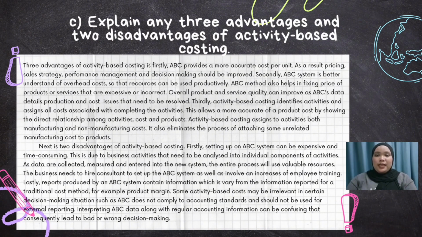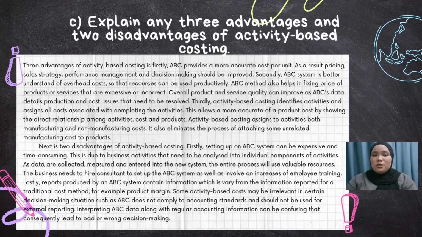Lastly, I would like to explain any 3 advantages and 2 disadvantages of activity-based costing. The 3 advantages of activity-based costing are, firstly, ABC provides a more accurate cost per unit. As a result, pricing, sales strategy, performance management, and decision making should be improved. Secondly, ABC system gives a better understanding of overhead costs so that resources can be used productively. ABC method also helps in fixing price of products or services that are excessive or incorrect. Overall product and service quality can improve as ABC's data details production and cost issues that need to be resolved.